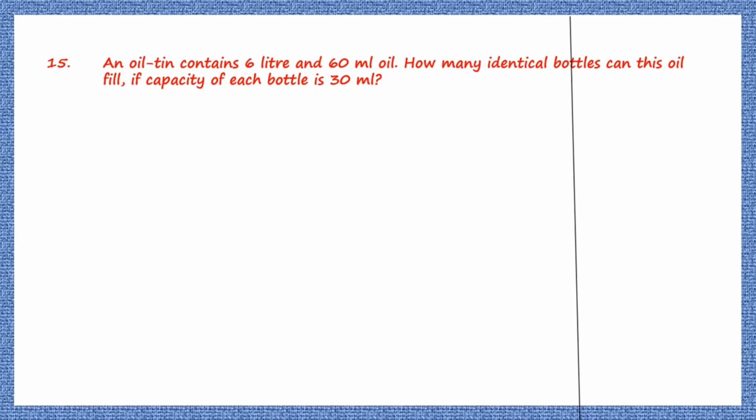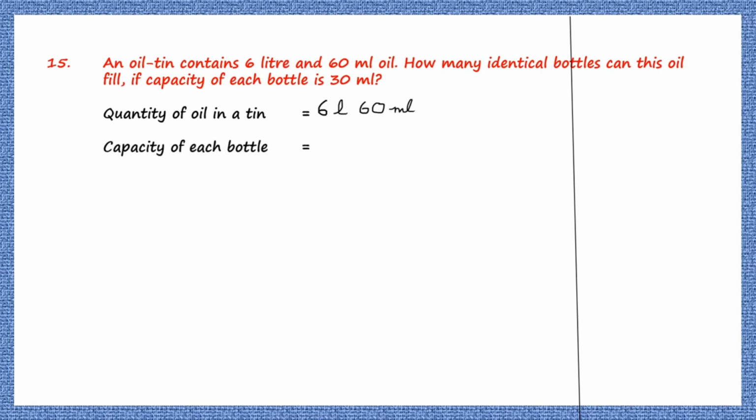Question 15. An oil tin contains 6 liters and 60 milliliters of oil. How many identical bottles, identical means similar bottles, can this oil fill if the capacity of each bottle is 30 milliliters? Okay, so let's begin by writing what's given to us. First, the quantity of oil in a tin is 6 liters and 60 milliliters. This is what is given to us in the question. Then what else is given to us? The capacity of each bottle is given to us, which is 30 milliliters.